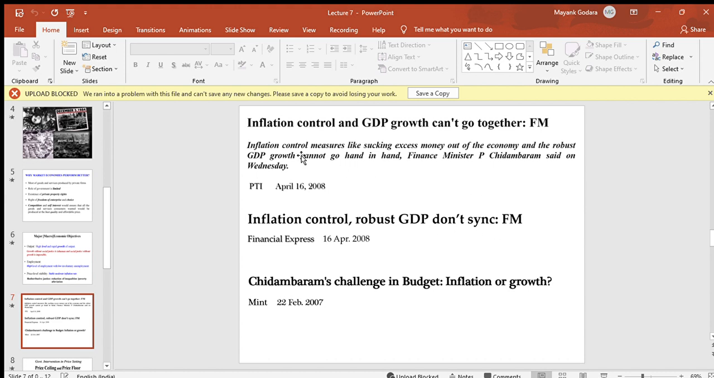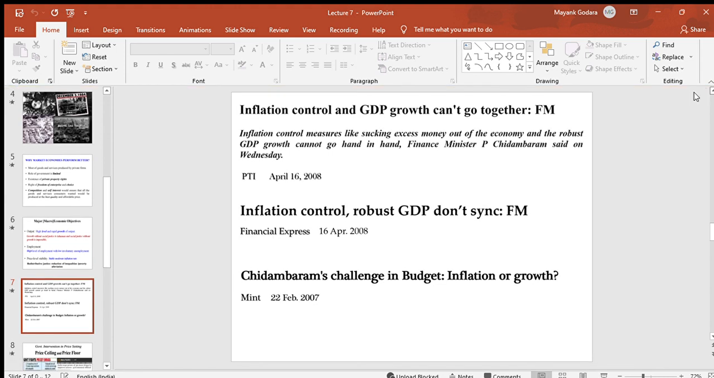The finance minister P. Chidambaram stated in 2008 that the government has to decide whether it should bring the inflation rate down or focus on the GDP growth rate, because they both can't work together.